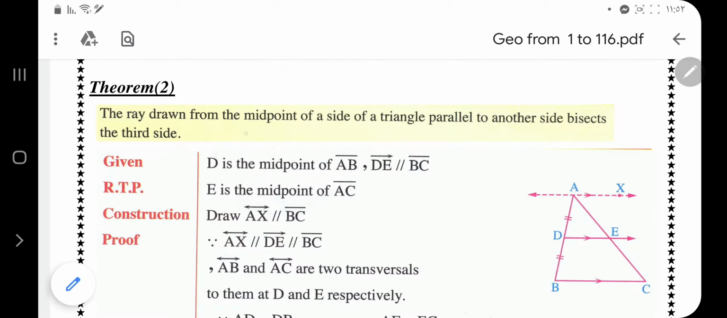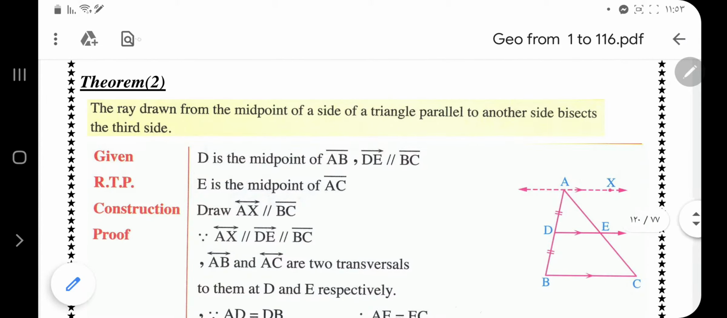Our lesson today completes the part on triangle theorem 2: the ray drawn from the midpoint of a side of a triangle parallel to another side bisects the third side. That means if D is the midpoint and DE is parallel to BC, that means E is the midpoint.